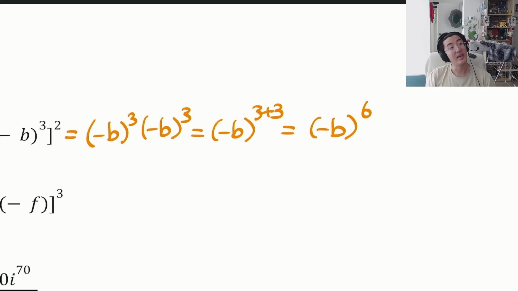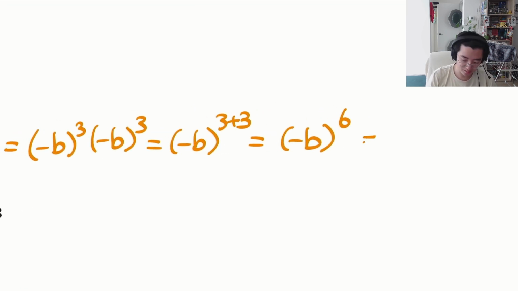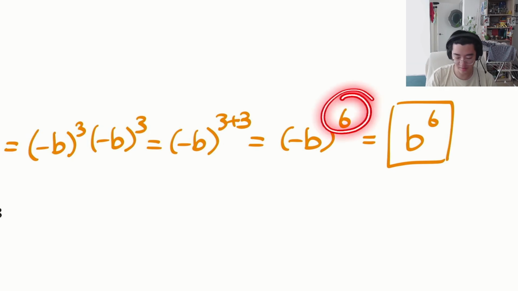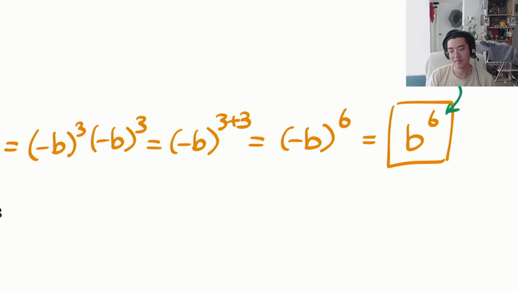Right, and importantly though, negative b to the power of 6, we have a negative sign inside the bracket. And it is an even exponent. Right, which means that this will actually become positive b to the power of 6. Because remember, a negative number, negative 1, to the power of an even exponent, all the negative signs will cancel out. And once again, we notice that it is just the exponents multiplied together.